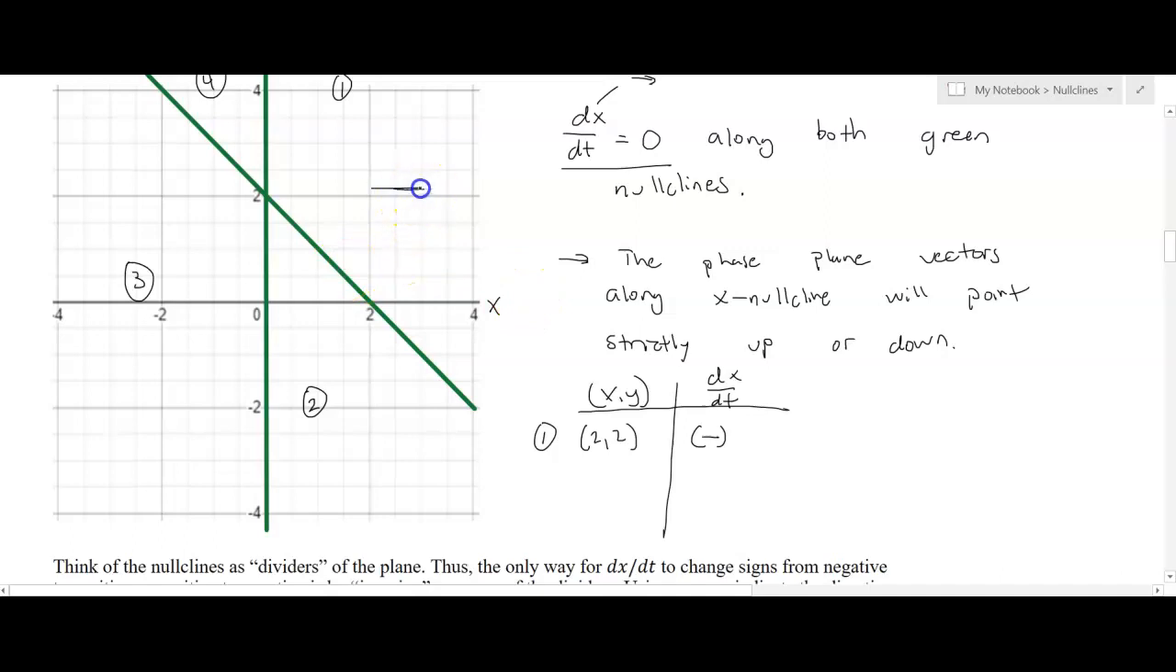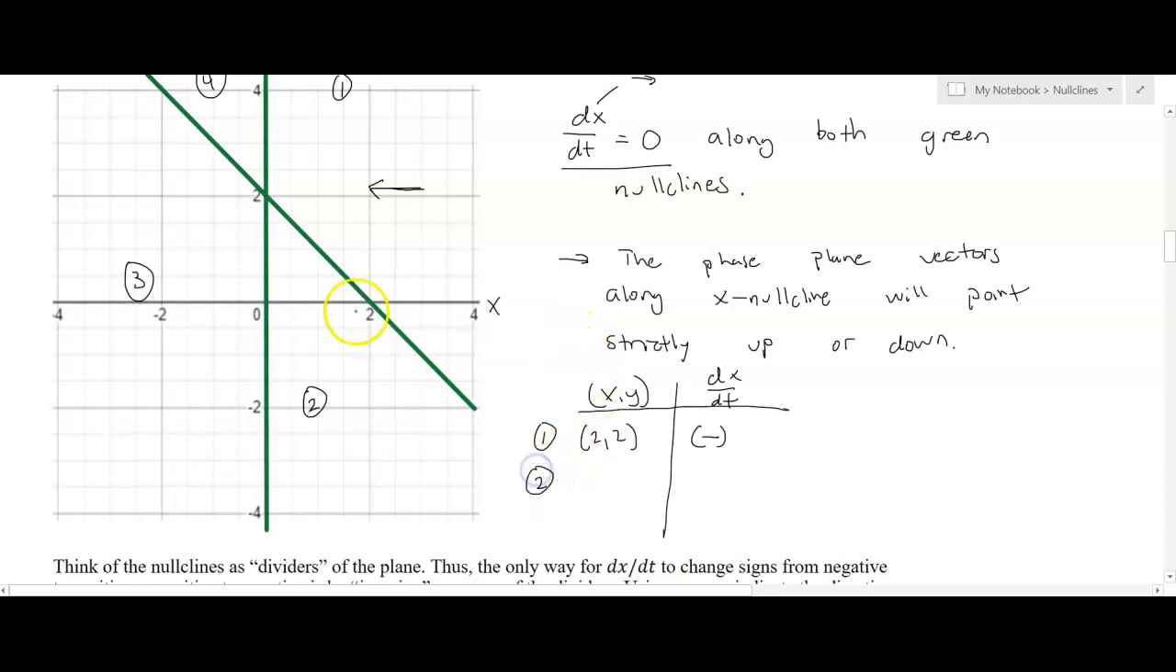So all these vectors that I see in region 1 will have vector components whose horizontal component points left. You may have a mixture of vectors that point this way and this way, but all we know right now is that all the vectors in region 1 will point left. We'll have a leftward pointing horizontal component.